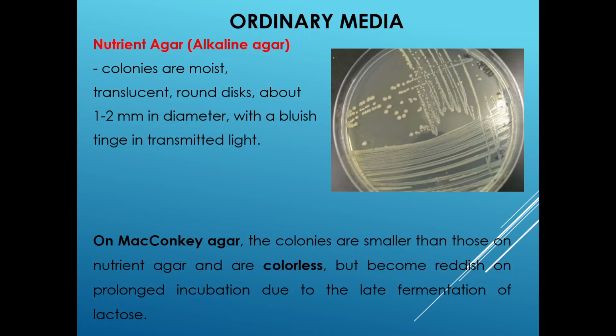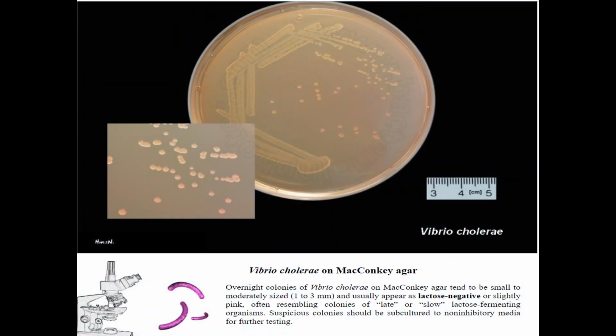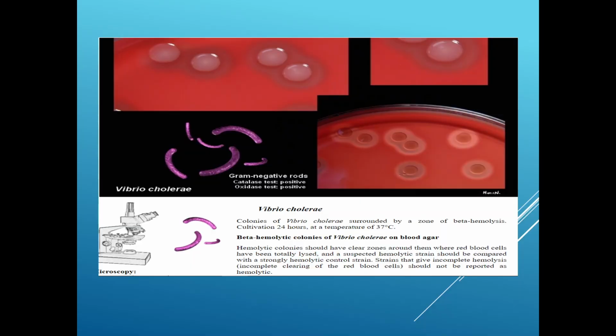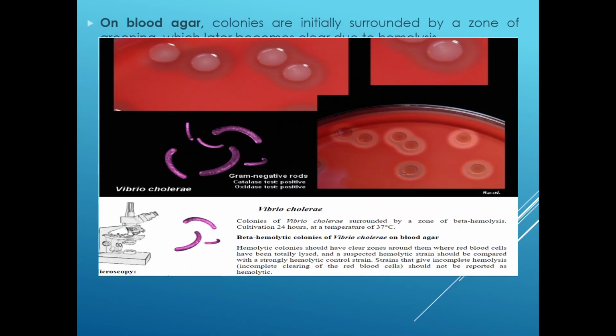On MacConkey agar, the colonies are smaller than those on nutrient agar and are colorless, but become reddish on prolonged incubation due to the late fermentation of lactose. On this slide you see a colony of Vibrio cholerae on the surface of MacConkey agar: lactose negative, colorless colony. After a long period of incubation, the colony may have slightly pink characteristics.